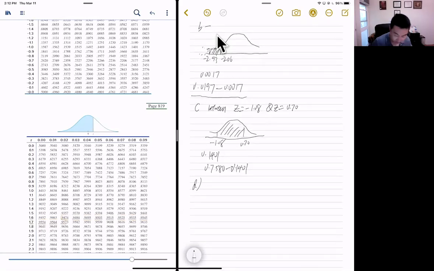And for part D, part D is asking outside Z of 0.96 and Z of 1.62.